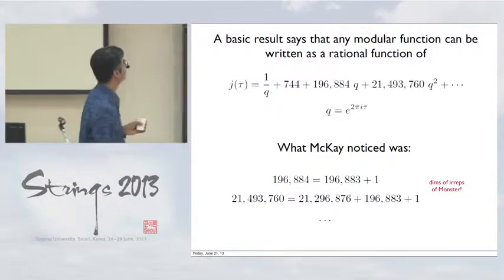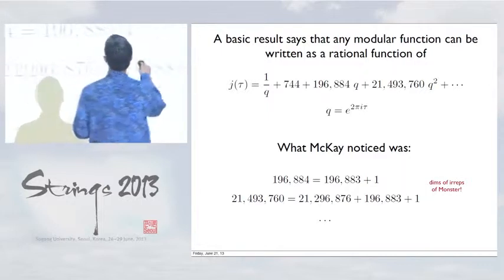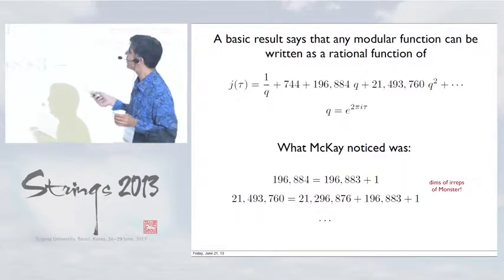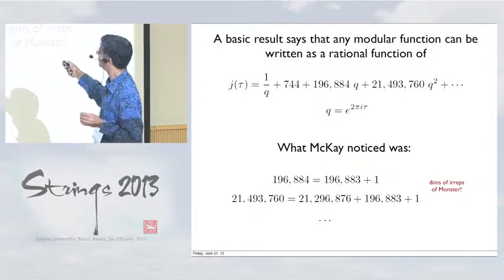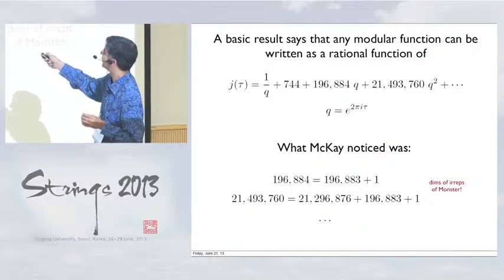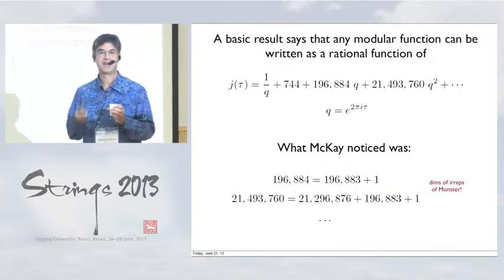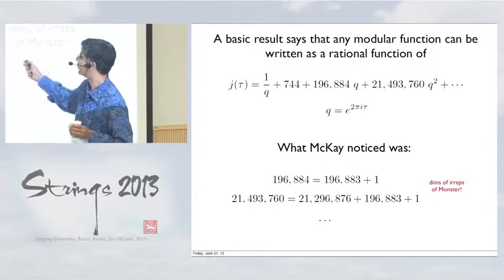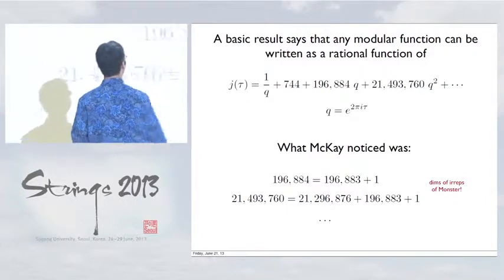Now, a basic result says that any modular function under SL2Z can be written as a rational function of the J function, whose Q expansion, where Q is the exponential of tau, starts out like this. And for most purposes, I should have subtracted off the 744. There's an equivalent definition with large j and no constant term. Now, these coefficients get big pretty fast.